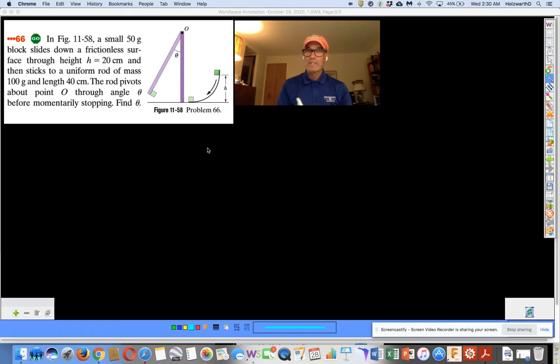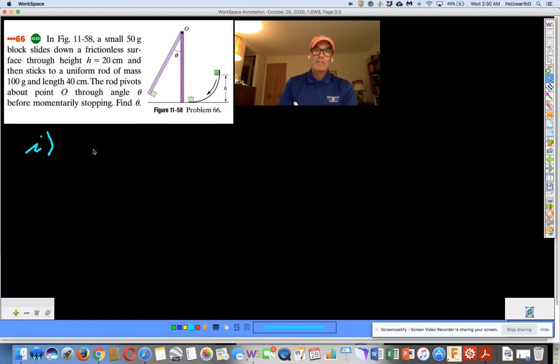Notice the three dots once again, and this is legitimately a tougher problem, but it starts out okay. We have a small 50-gram block that slides down a frictionless surface through a height h of 20 centimeters, and then sticks to a uniform rod of mass 100 grams and length 40 centimeters. The rod pivots about O through angle theta before momentarily stopping. Find theta. Well, first you're going to apply conservation of energy to determine the speed of the block just before it hits and sticks to the end of the rod.